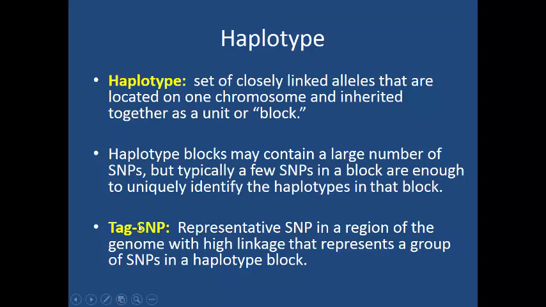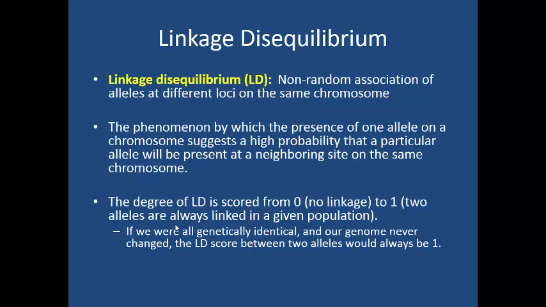And so we often have what are called tag SNPs. These are a SNP that is the representative SNP in a region of the genome with high linkage that represents a group of SNPs in a haplotype block. So I'll talk a little bit more about this in a minute, but I first want to get to this word I just used, linkage.